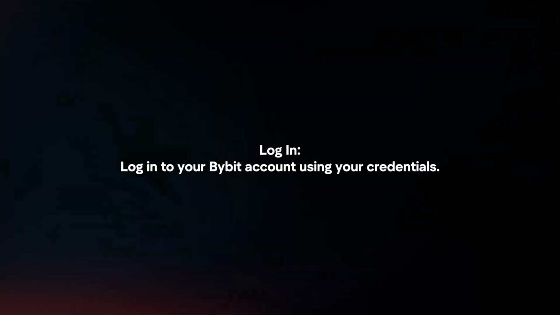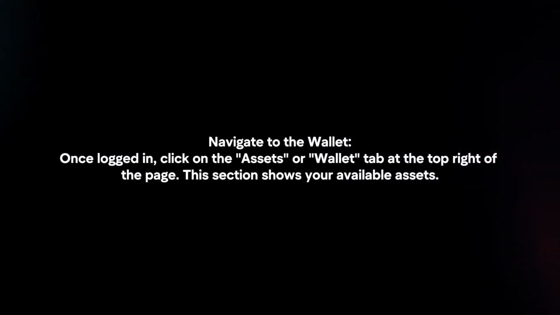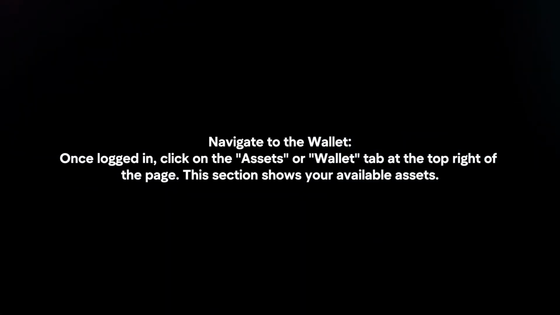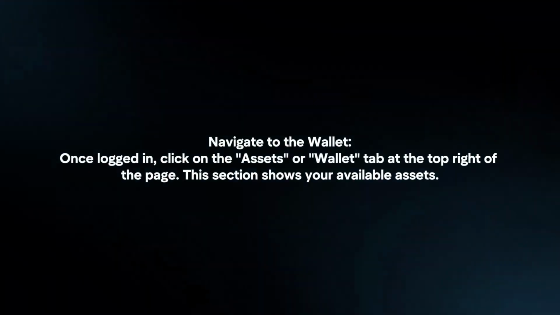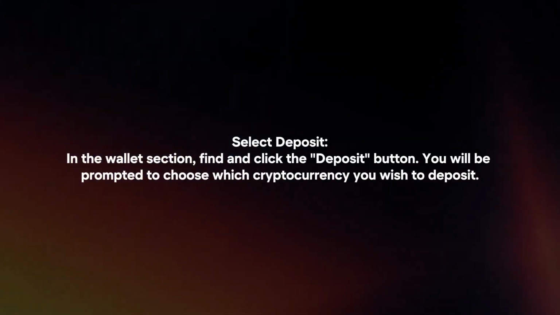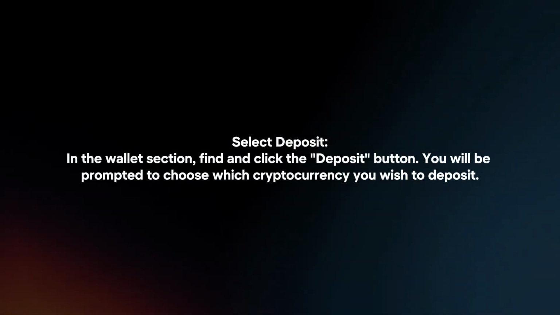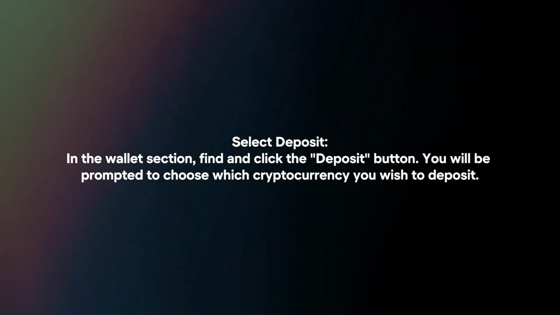Log in. Log into your Bybit account using your credentials. Navigate to the wallet. Once logged in, click on the Assets or Wallet tab at the top right of the page. This section shows your available assets. Select Deposit. In the Wallet section, find and click the Deposit button. You will be prompted to choose which cryptocurrency you wish to deposit.